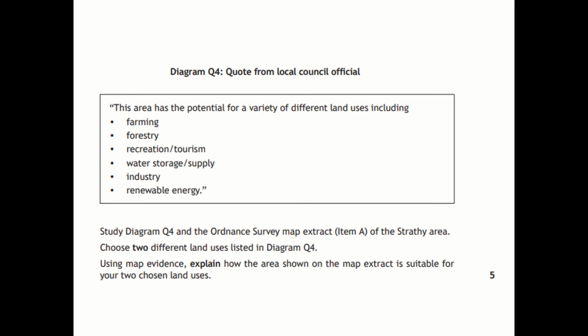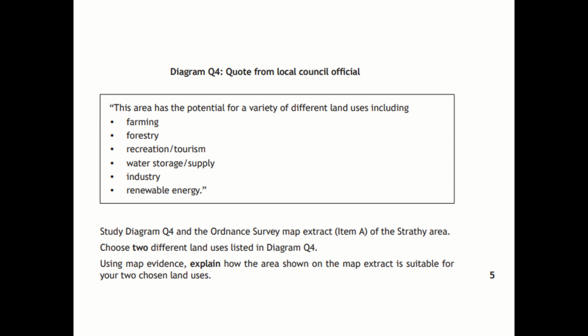Now this is the kind of question that we're preparing for. In this instance, you're being asked to choose two different land uses. So for example, we might choose farming and we might choose tourism. And we're going to explain how the area shown on a map is suitable for the two land uses chosen.